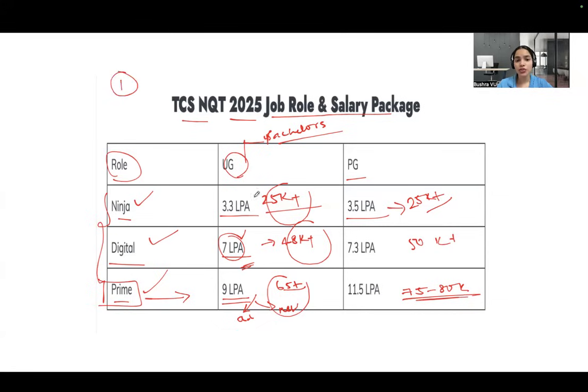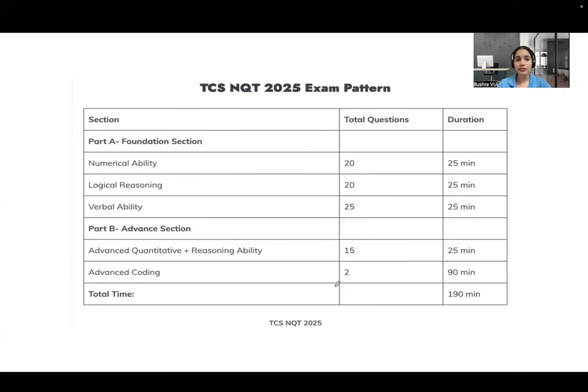So now we know, UG or PG, we have three different types of roles. This is Ninja, Digital, and Prime. And this is the payment that you're going to be getting for each of them. This is the salary package. Let's move to the next slide.